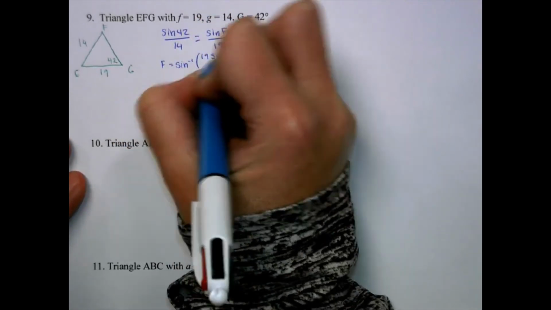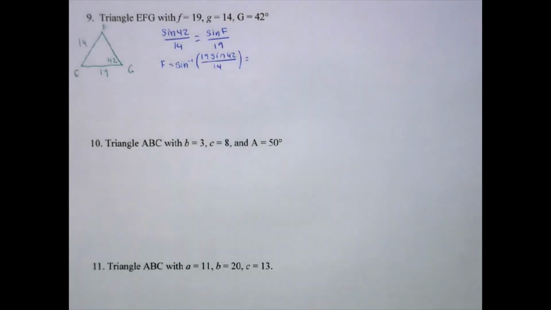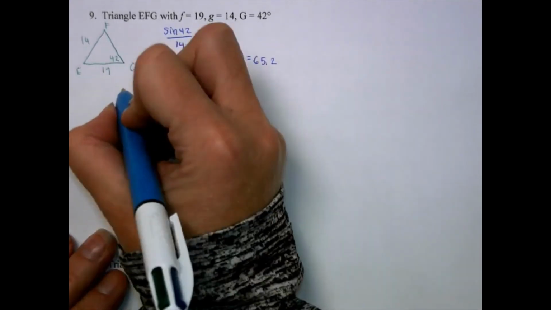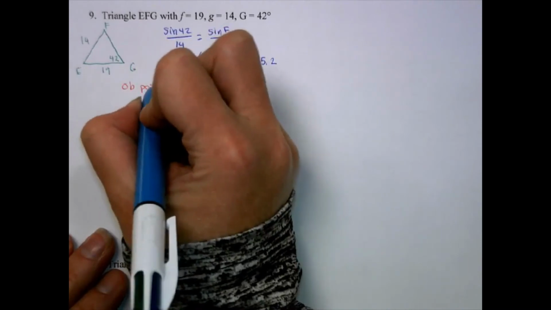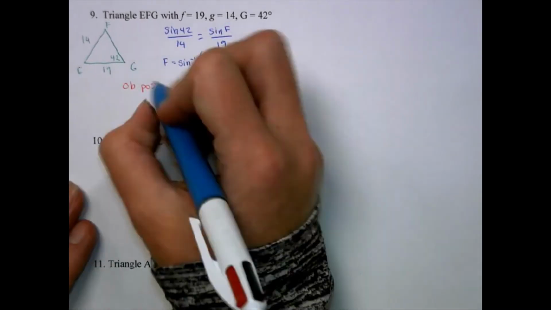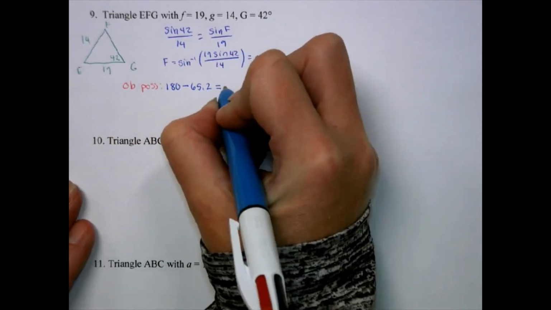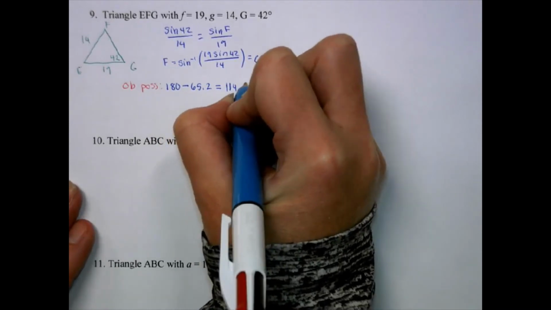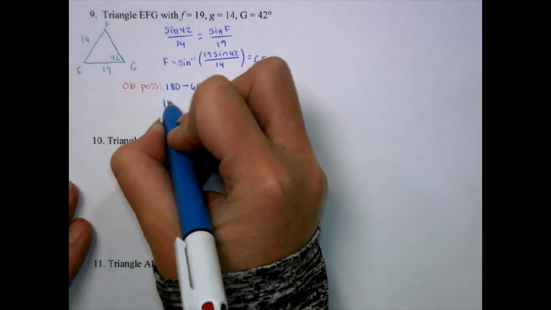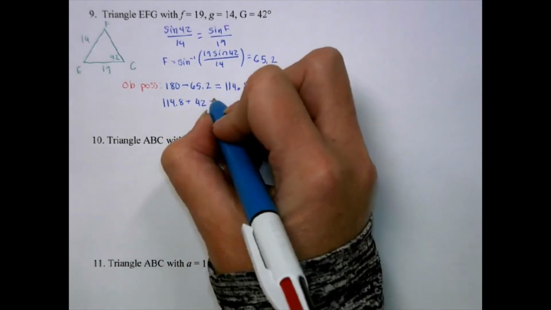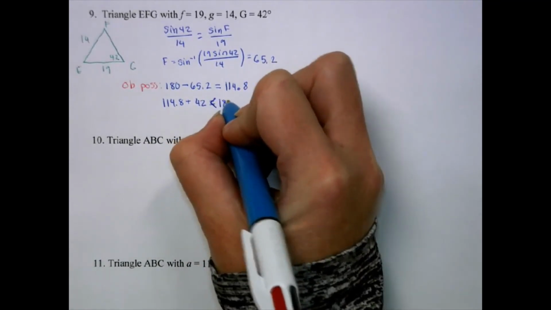Okay, so we get a value here of 65.2. So we have at least one triangle, because if I had those, we're good. So my obtuse possibility is going to be 180 minus 65.2, which is 114.8. Okay, if I add 114.8 and the given angle, we get a number that is less than 180, which means we have two triangles.